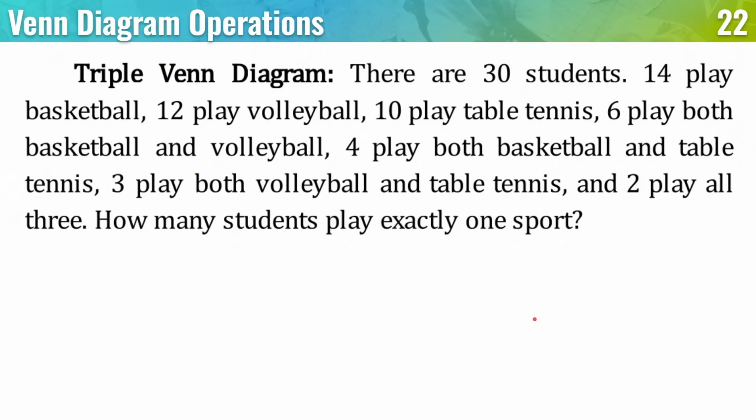The next one, a triple Venn diagram. For this one, we have 30 students. 14 play basketball, 12 play volleyball, 10 play table tennis, 6 play both basketball and volleyball here, 4 play both basketball and table tennis, and 3 play both volleyball and table tennis.